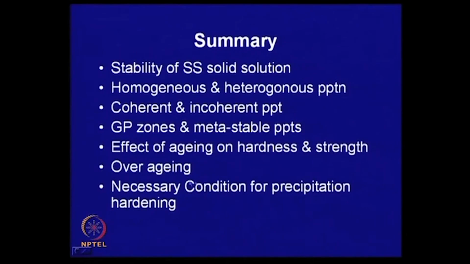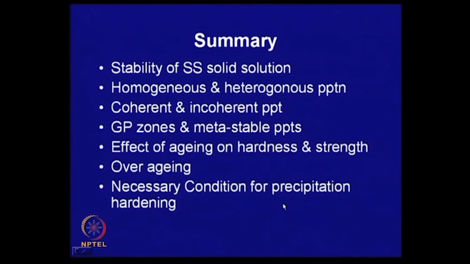We also looked at the effect of aging on hardness and strength. We also looked at how if you overage, the hardness decreases. This is where the precipitate becomes so coarse that it can be seen under an optical microscope. When you can see precipitate under an optical microscope, you can say that it is an overaged structure, it has lost its precipitation strengthening. And we also looked at the necessary condition for precipitation hardening.